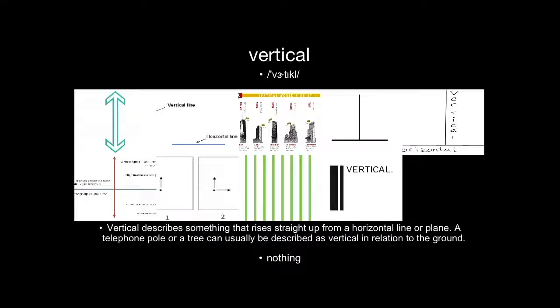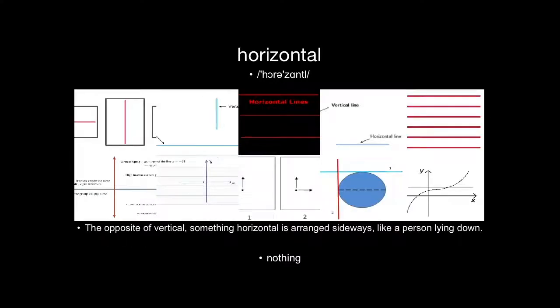Vertical. Vertical describes something that rises straight up from a horizontal line or plane. A telephone pole or a tree can usually be described as vertical in relation to the ground. Horizontal. The opposite of vertical. Something horizontal is arranged sideways, like a person lying down.